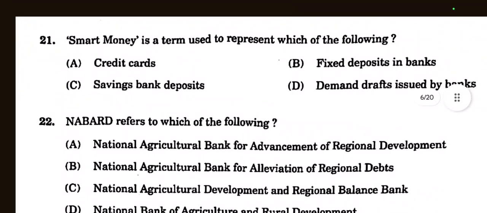Then come to question number 21, smart money is a term used to represent which of the following? Credit card, fixed deposit in banks, savings bank deposit, or demand draft issued by banks. Smart money, or we can say smart card, that is credit card. Credit card is otherwise called smart money. We can easily withdraw or send money from credit cards. So option A is the right choice.